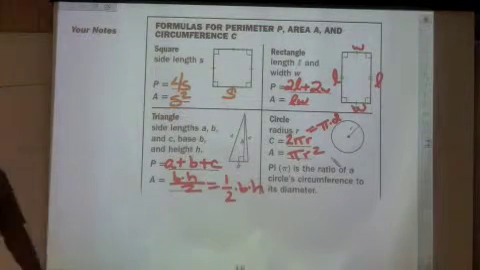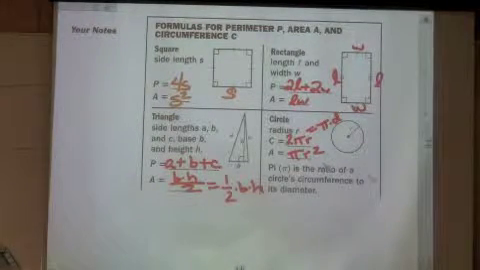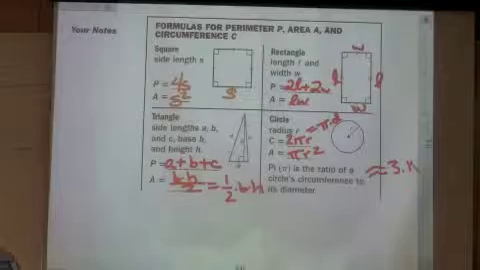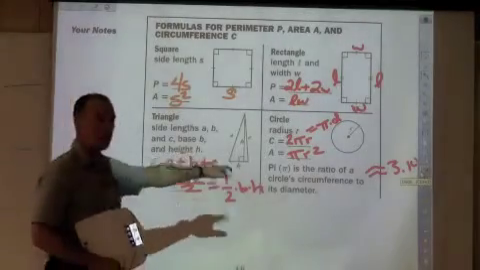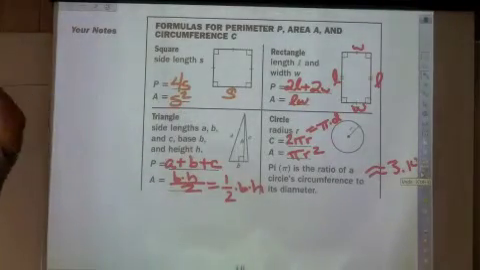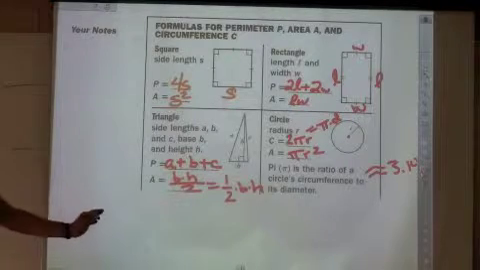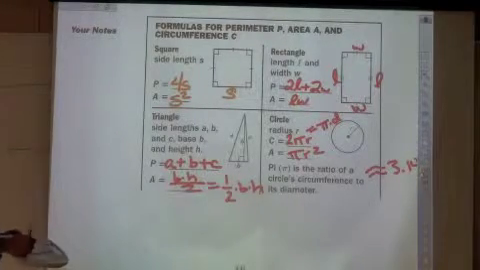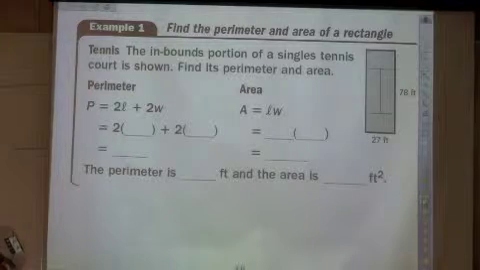Pi? Yeah, it's about 3.14. It doesn't matter how big the circle is, that will be true no matter the size. If you take the distance around the circle and divide by the distance across the circle, you're always going to get that 3.14 number. All right, so let's jump to example 1.